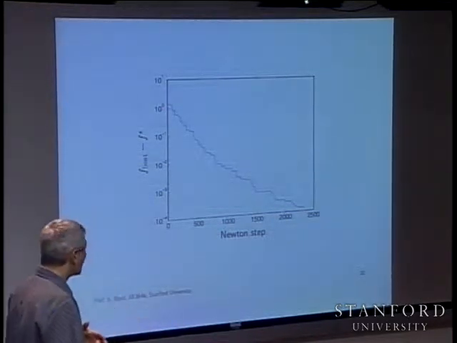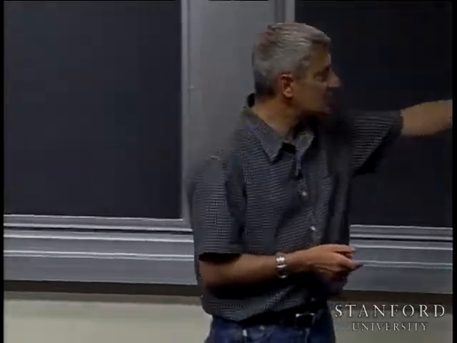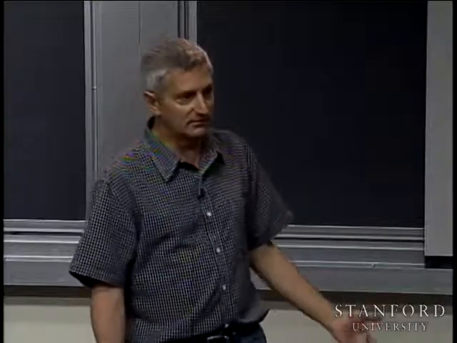By the way, what's the effort per Newton step? Does this track time well? How does time grow with these? You're adding one extra constraint each time. Absolutely. So it's growing linearly with the problem size.